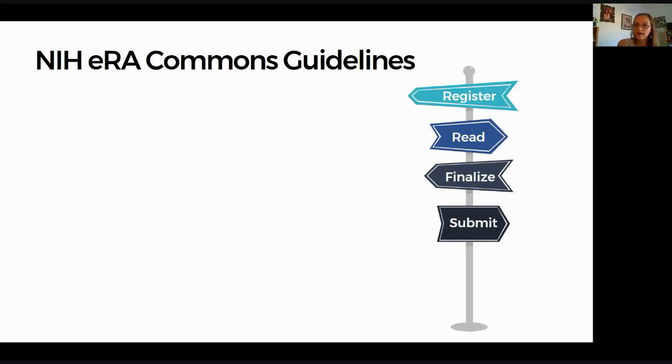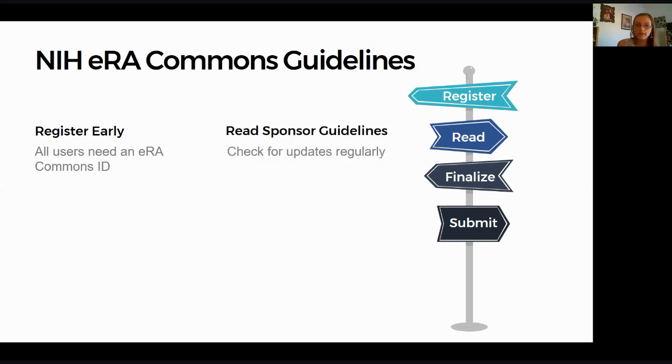Some general ERA Commons guidelines. Register early. Again, all users that are going to be added to that application or working in it are going to need an ERA Commons ID. Read the sponsor guidelines. Same things I said for NSF, right? Make sure you're checking those links and subscribing to any listservs, maybe looking at any notices that they've sent out. I know NIH does those notices where they make changes and updates to things.